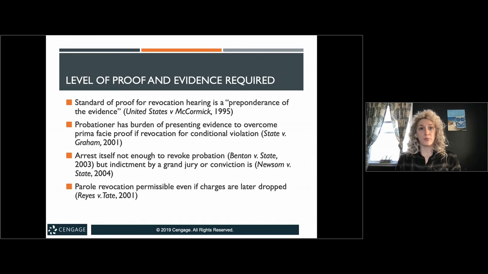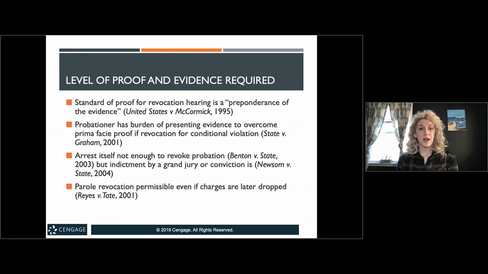So what level of proof is required and what evidence is required during one of these hearings? Well, the standard of proof for a revocation is a preponderance of the evidence. So it's a lower threshold, just a preponderance of the evidence. They say that's about more than 50% sure. The probationer also has the burden of presenting evidence to overcome prima facie proof, which is just at face value, that the revocation occurred for a conditional violation.